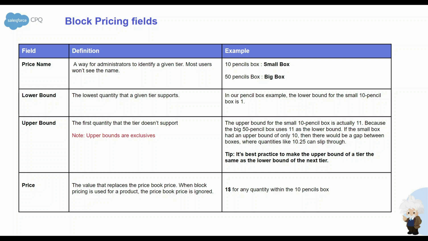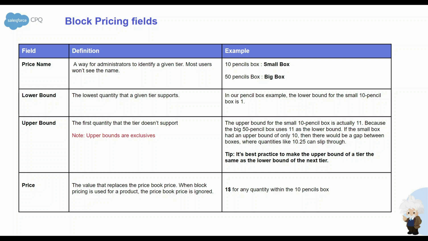For instance, the upper bound for the small pencil box is actually 11, not 10, because the 50 pencil box uses 11 as the lower bound. If the small box had an upper bound of only 10, then there would be a gap between boxes where quantities like 10.25 can slip through. The best practice here is to make the upper bound of a tier the same as the lower bound of the next tier. Then we have the price, which is the value that replaces the price book price.